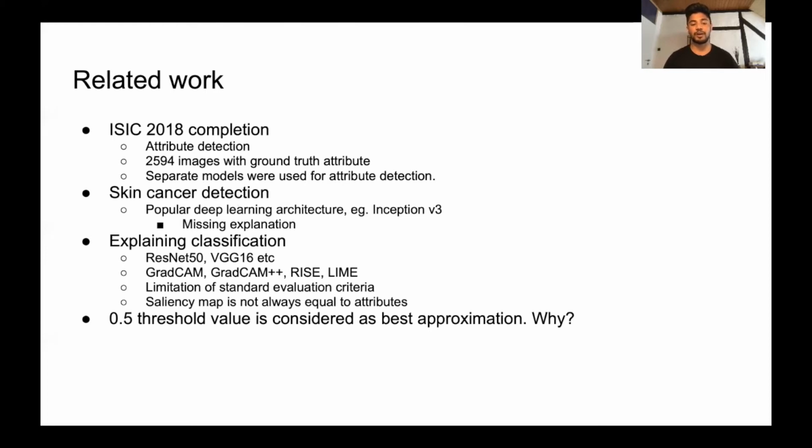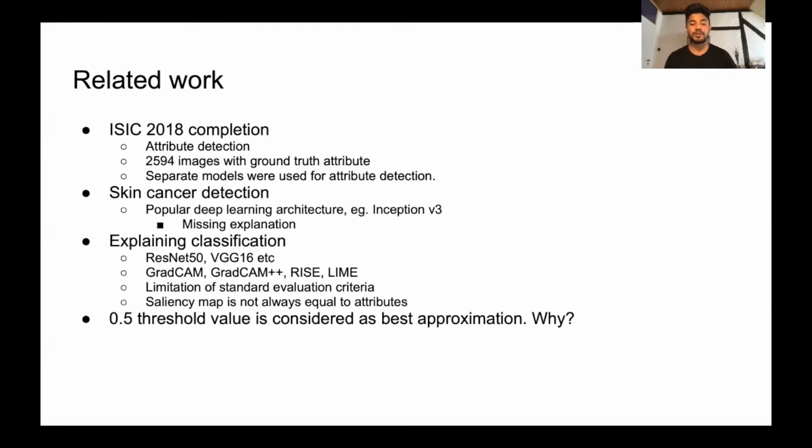For example, whether the saliency map is correct or not is very hard to understand by comparing with the ground truth attribute. A saliency map is not always equal to the attribute, because an attribute is more like a binary mask, whereas a saliency map is a full image with highlights in several regions.